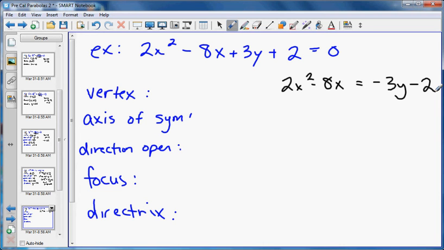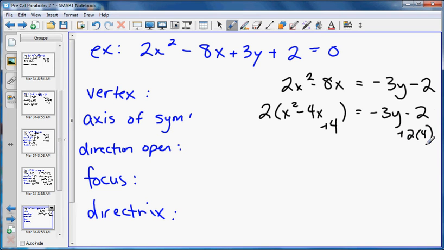To complete the square on the 2x squared minus 8x, I need to factor out a 2. Okay, now I cut the negative 4 in half, that's negative 2. Square it, that's positive 4, so I add 4. But keep in mind on the other side, I need to add 2 times 4, because this 2 out front is going to be multiplied by this 4. So I'm really adding 2 times 4. So I get 2 times x squared minus 4x plus 4 equals negative 3y. I believe that's going to be plus 6.